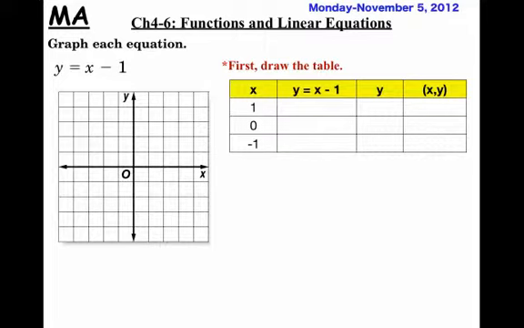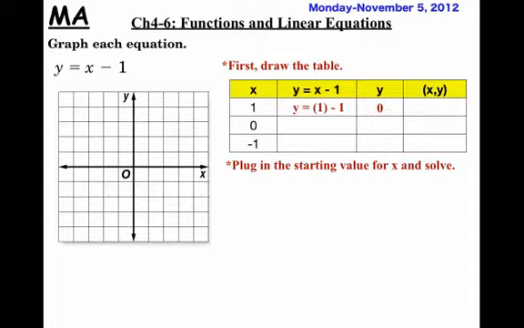As discussed before, I like to go ahead and use 1, 0, and negative 1 for my x values. It just makes it easier for me. And now what we're going to do is plug in those x values and solve it. So wherever you see the x in the equation column, you go ahead and plug it in. So replace x with 1.